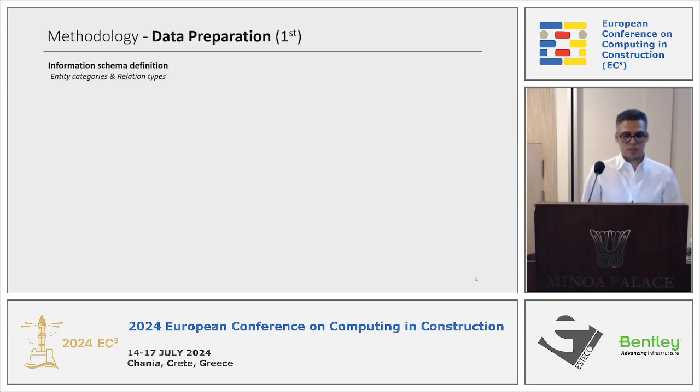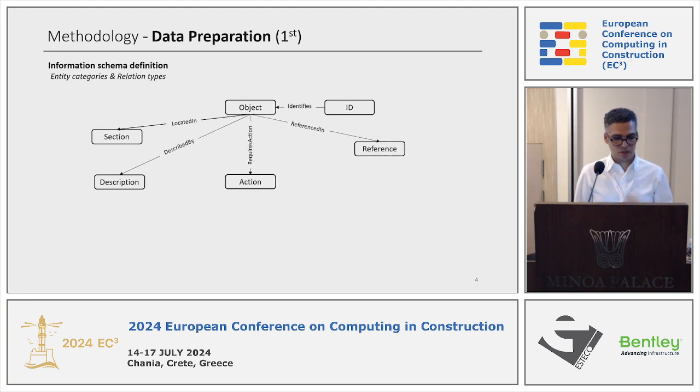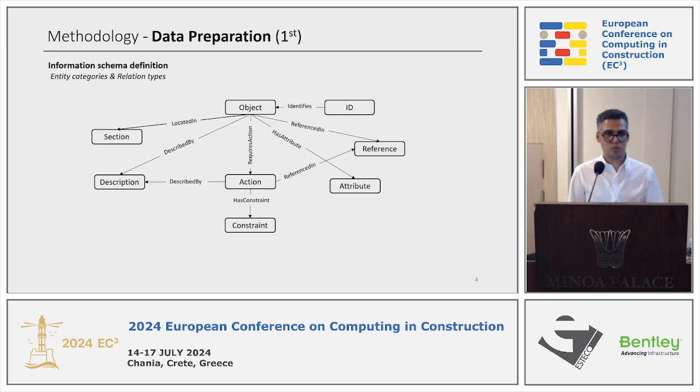To develop the labeled data, we need to define an information schema to know how to structure the information. At the heart of this schema, we have the object. Object has a unique ID, exists in a specific section, has a description, has a reference, and requires a specific action to be realized. Action has a description, has a constraint to be executed, and has a reference. Also, object has an attribute with a value. This value has a constraint, has a reference, and is measured in a specific unit.